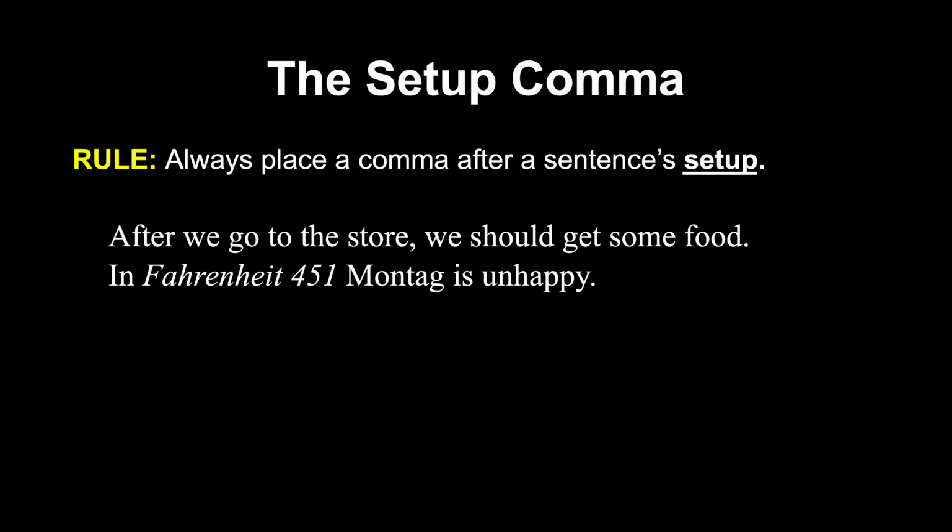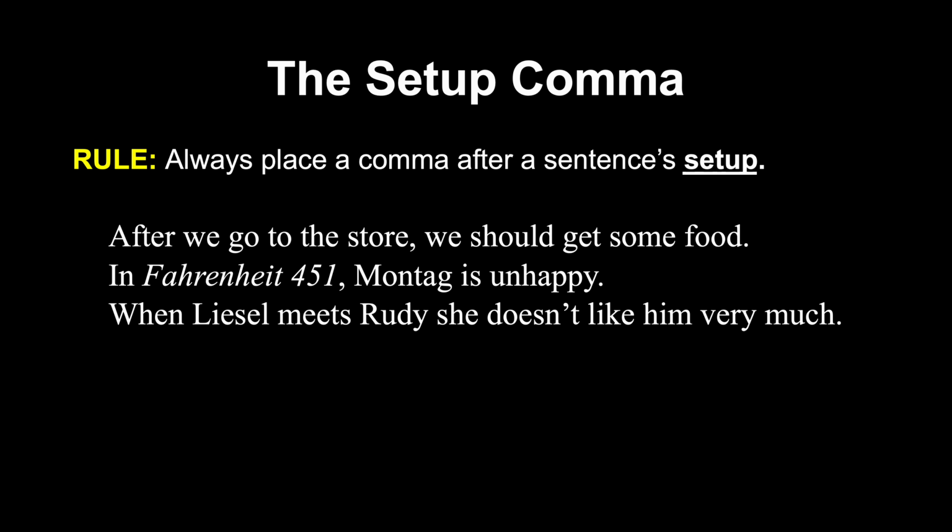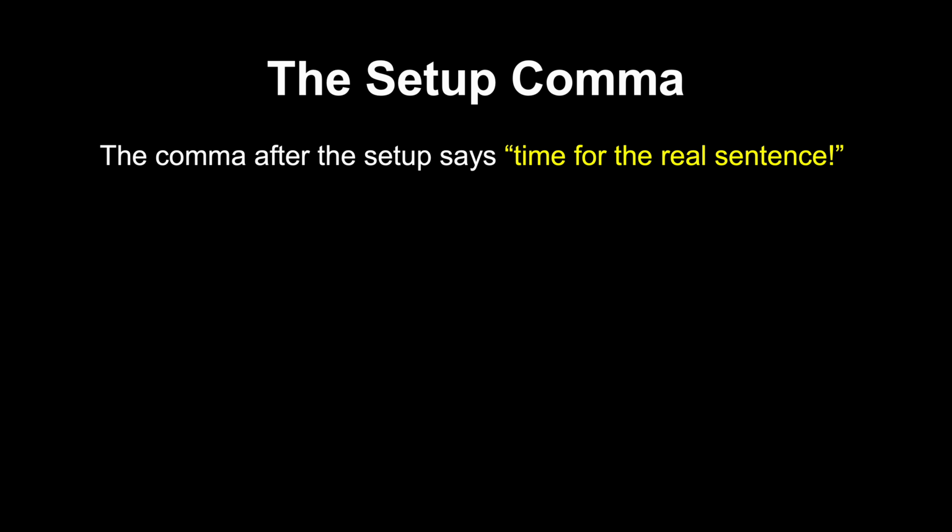In Fahrenheit 451, comma, Montag is unhappy. If you read the sentence, you probably would naturally pause there even without a comma. In Fahrenheit 451, Montag is unhappy. You can probably hear that I take like half a breath there. But when Liesel meets Rudy, she doesn't like him very much. You can hear the comma there because, again, commas are not necessarily for rhythm when you're writing. So don't write the rhythm in. Instead, read the rhythm out when you're reading the sentence. But when you're writing it, that's not what commas are for. So I always place a comma after a sentence's setup. And we just saw three examples of setups.